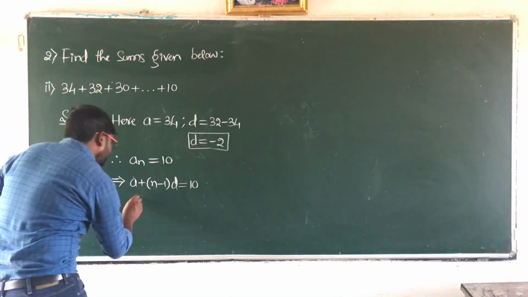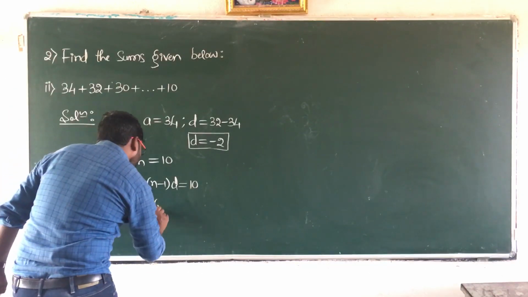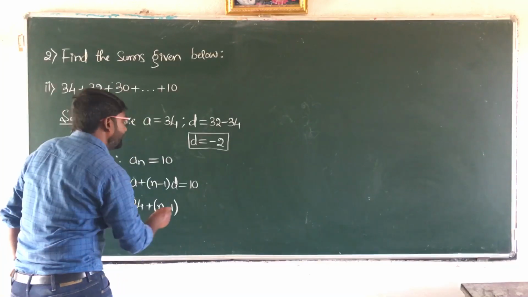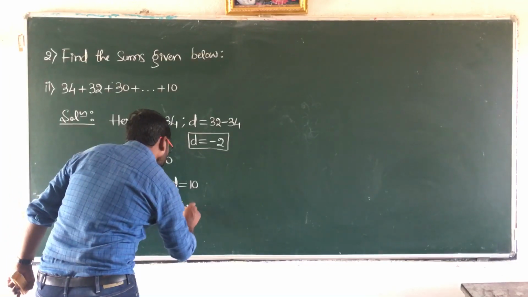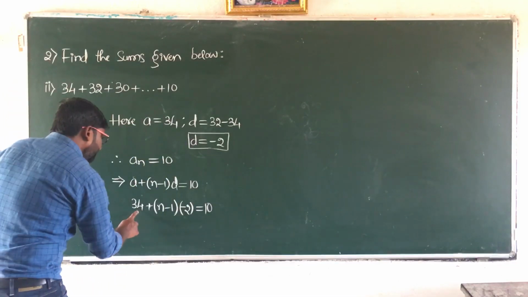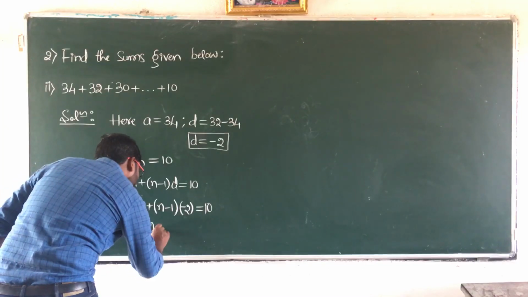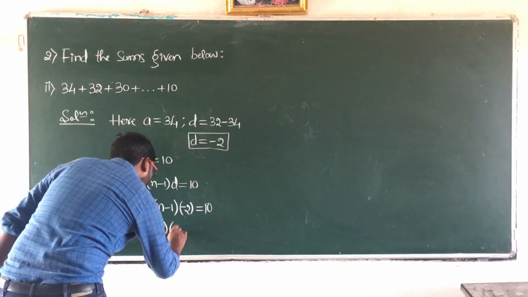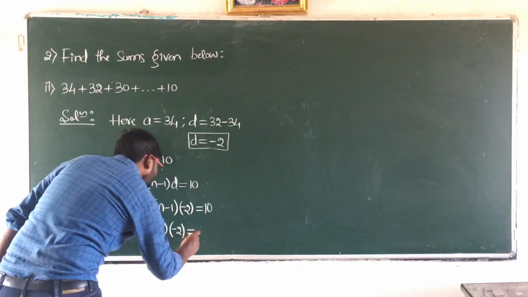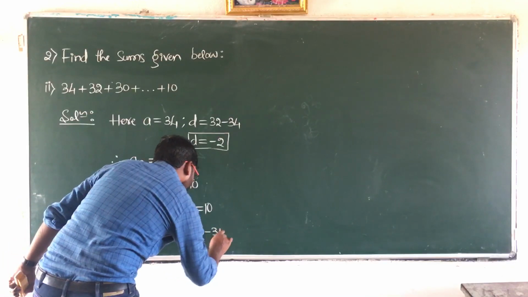a_n is 34 plus (n minus 1) into d. d is minus 2. This is equal to 10. Now see here, take 34 to the RHS, it becomes minus 34. So (n minus 1) into minus 2 is equal to 10 minus 34.